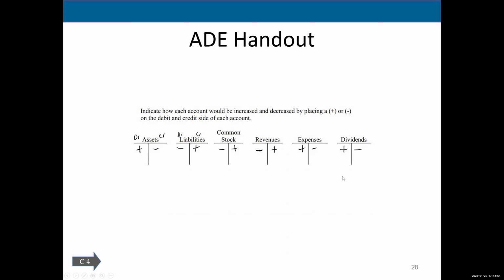And finally, dividends. Is that part of AID? Yes. So you increase it with the debit. You decrease it with the credit. Okay.